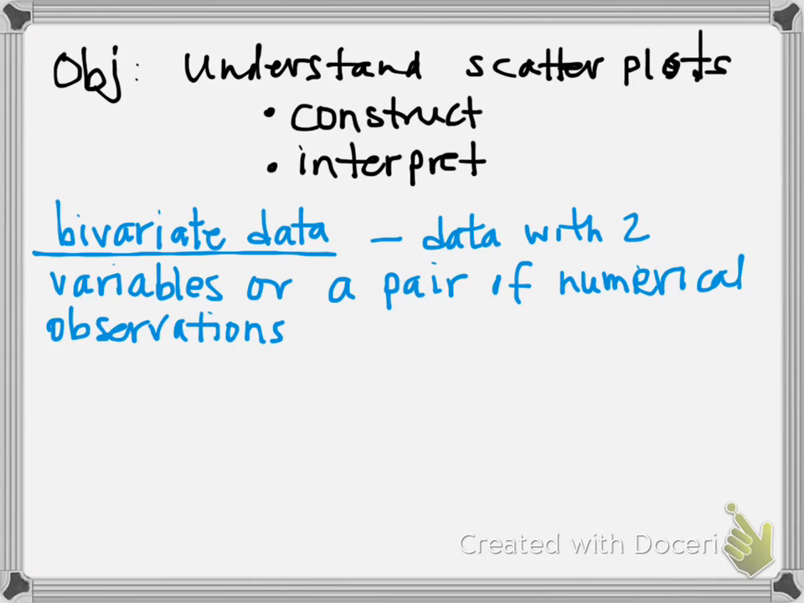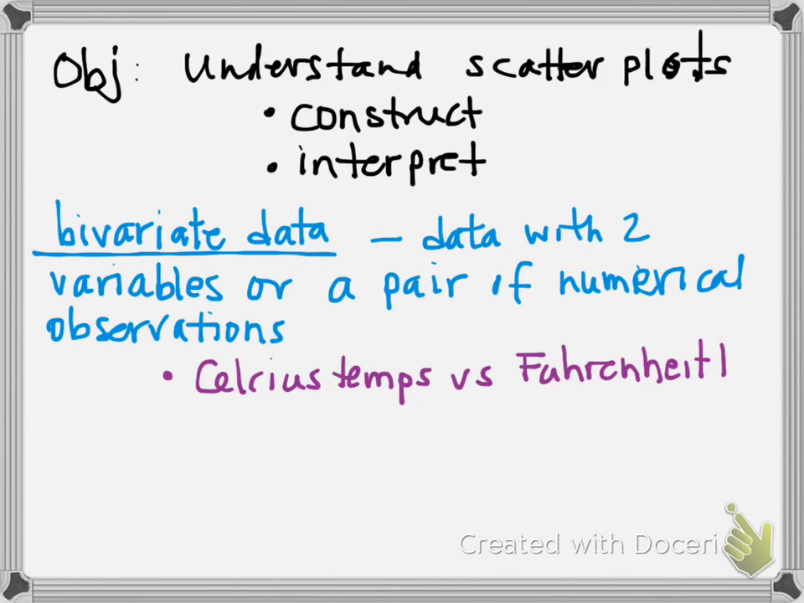In the two homework problems you did last night, the first one was asking you to look at information that dealt with Celsius temperatures and Fahrenheit temperatures. So that would be considered your bivariate data. So Celsius temps versus Fahrenheit temps. Okay, so we were given pairs of information that connected a Celsius temperature with a Fahrenheit temperature.